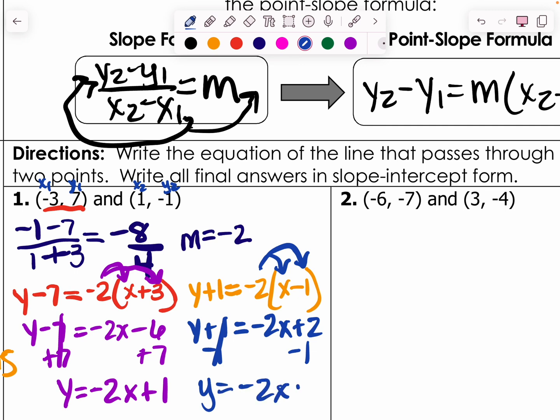Oh my goodness, it's the same answer. Oh my gosh, you guys, math is absolutely magical. How cool is it that after you found the slope between the two points, it doesn't matter which one you use. You'll get the same answer. So never stress about that part.